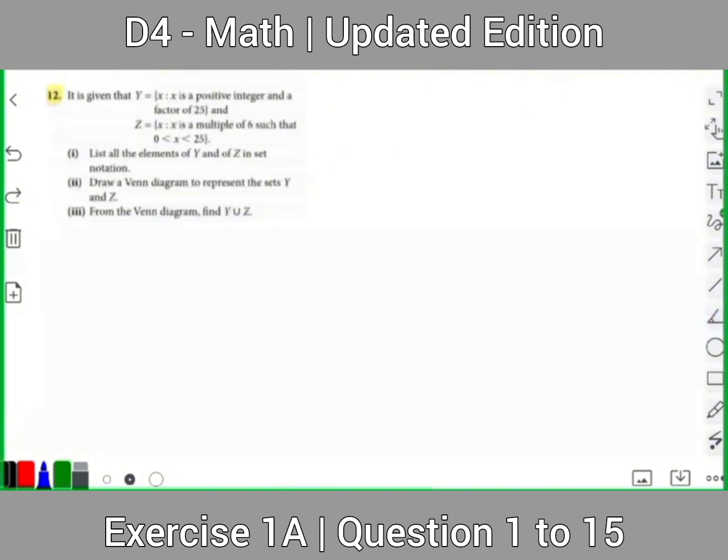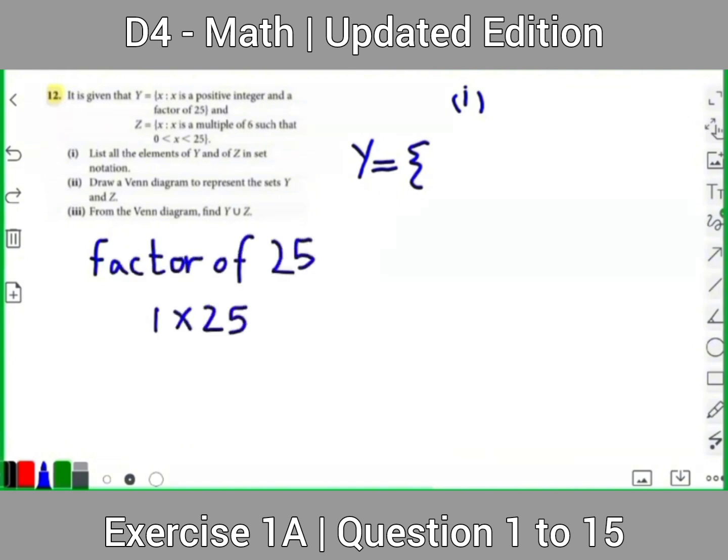Now we have to list all the elements of Y and Z in set notation. So what is set Y? Set Y is x such that x is a positive integer and a factor of 25. So what will the elements of Y look like? For the factors of 25, we have to find all the possible products of two numbers which give us 25. So 1 times 25 gives us 25. 5 times 5 also gives us 25.